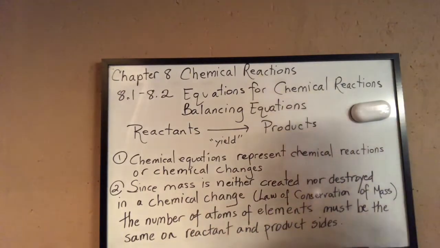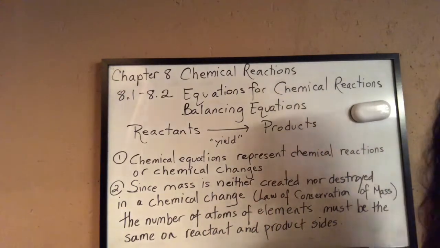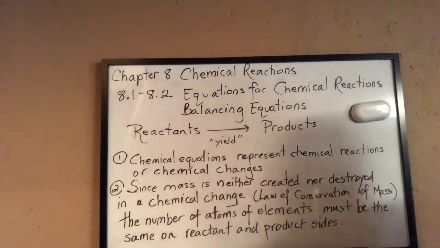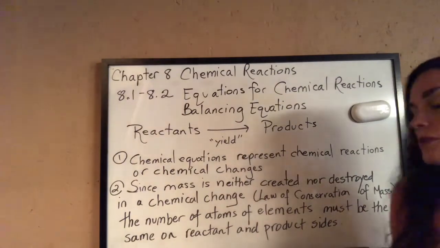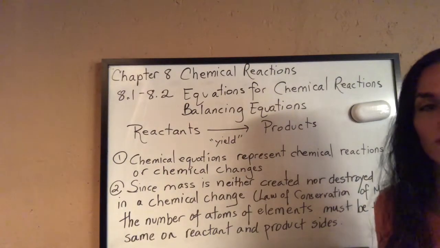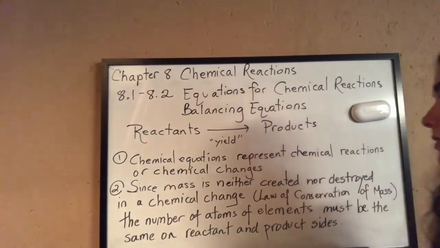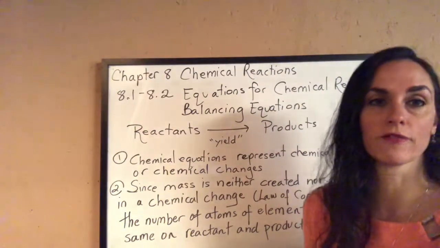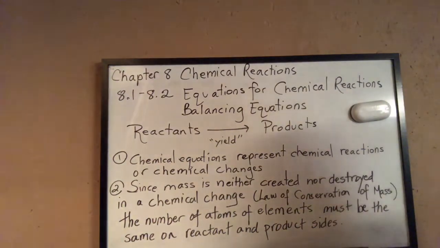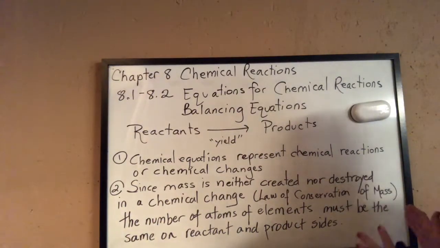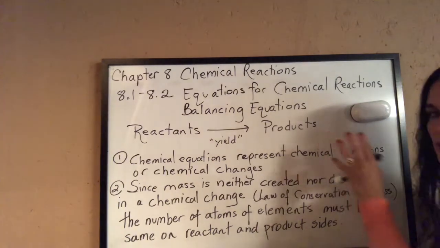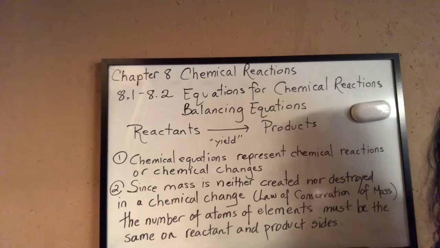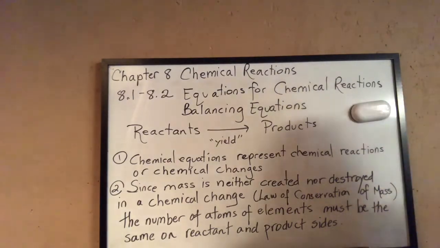Okay? In a chemical reaction or chemical change, mass is neither created nor destroyed. This is the law of conservation of mass. Because mass is neither created nor destroyed, just changed from one form to another, the number of atoms of elements must be the same on the reactant and product sides. In order to account for this law of conservation of mass, we balance equations. Okay, because in reality, this is what happens because of the law of conservation of mass.